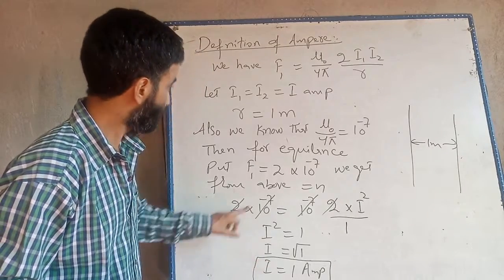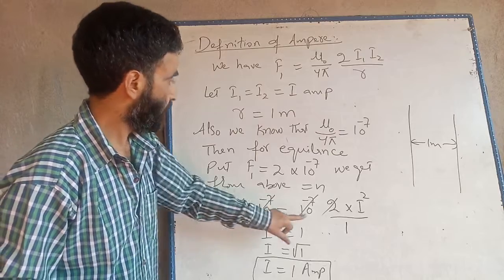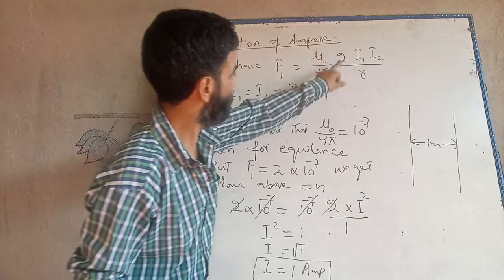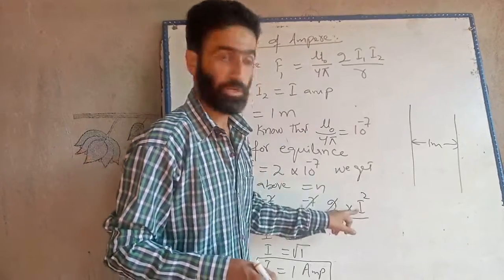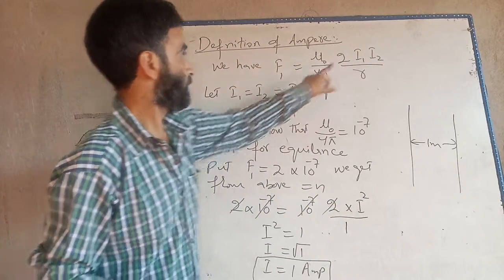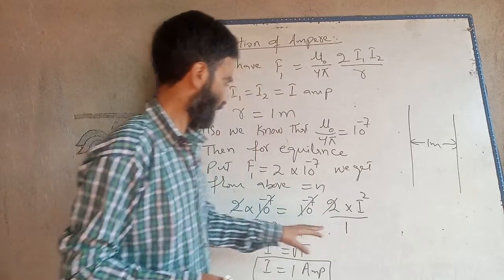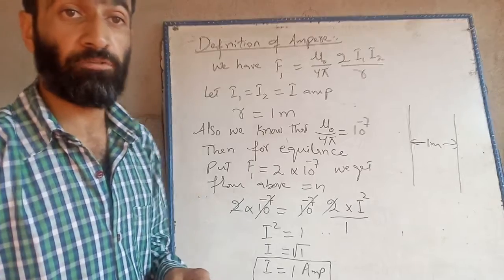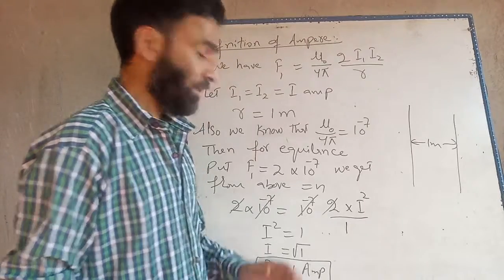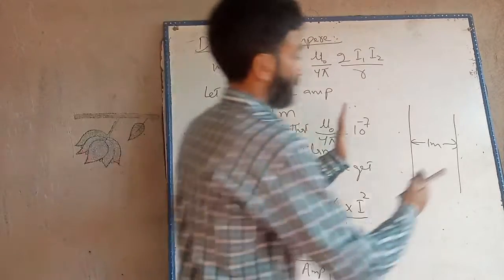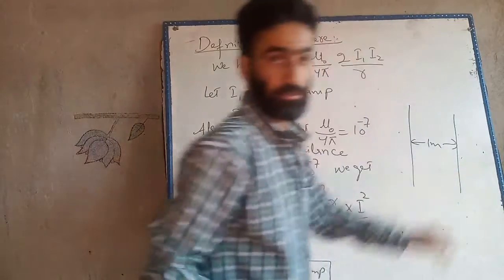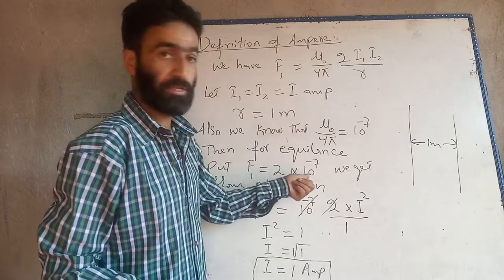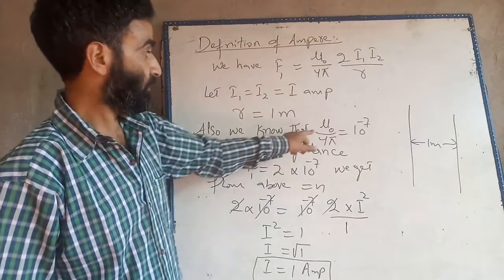See, I have used this F1 value as this, and its value we know is simply 10 to the power minus 7. Here it is 2, and I1 I2 is I square, meaning I and I. It comes to be I square, and by solving it we got I is equal to 1. So how did we get a current of 1 ampere? Simply, when the two conductors are separated by a distance of 1 meter, and the force between them developed is 2 into 10 to the power minus 7 Newton.